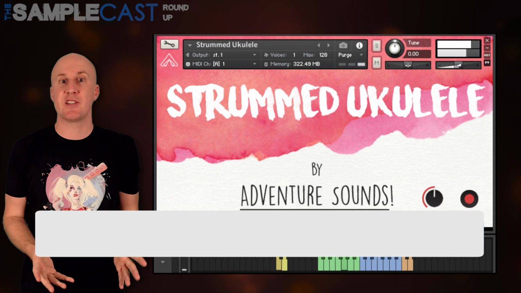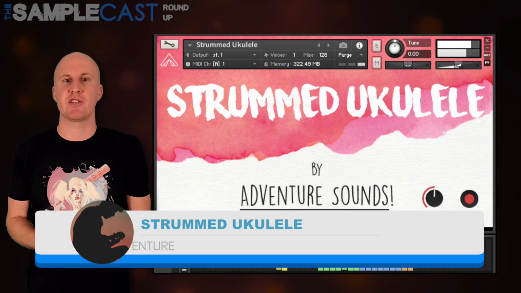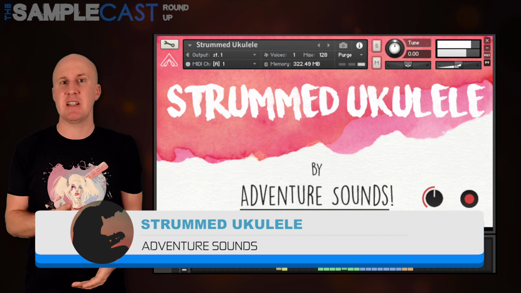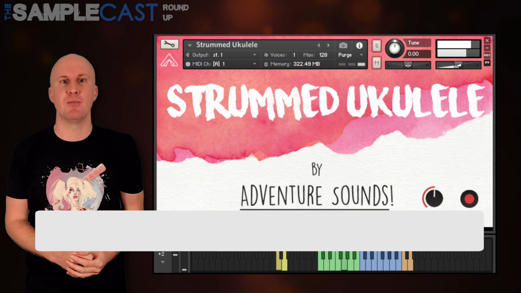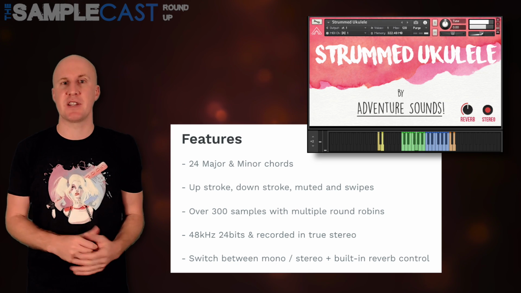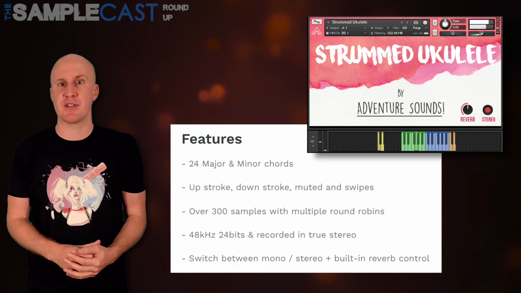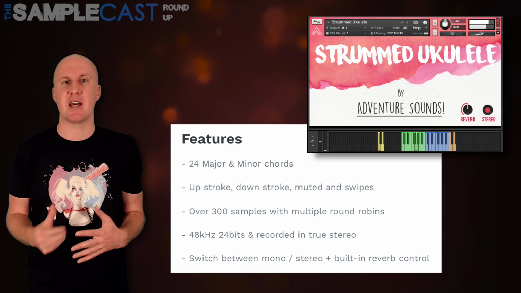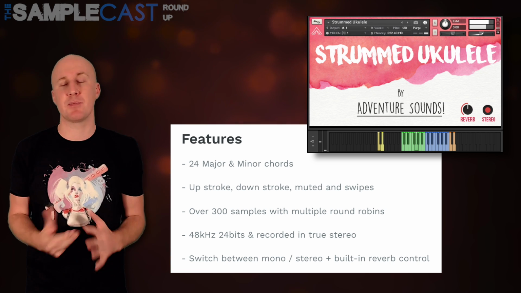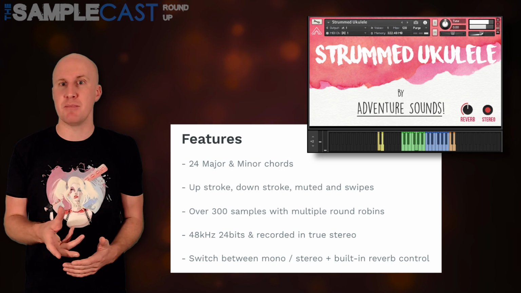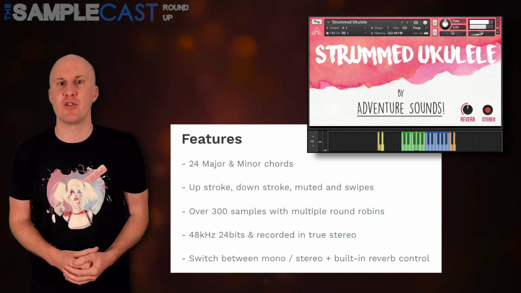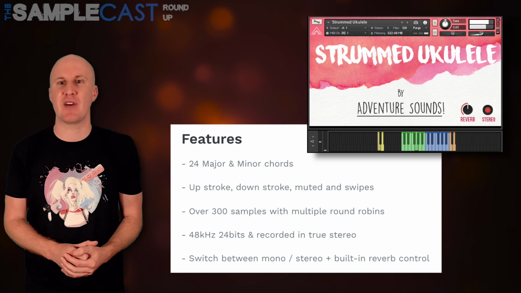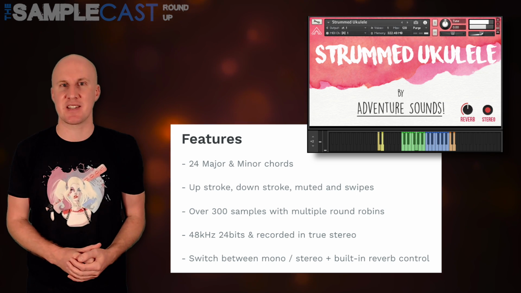Lastly, in this week's roundup, it's Adventure Sound's Strummed Ukulele. This is a really neat little library from a brand new developer, and the interface couldn't be much more simple. The sounds and functionality look pretty good. This runs in Contact 4 and above and consists of major and minor ukulele chords in both upstroke, downstroke and also muted and swiped articulations too. If you're creating those kind of annoying whistly clapping ukulele tracks for advertising, you definitely want to check this out.